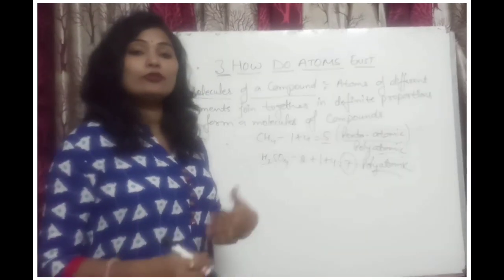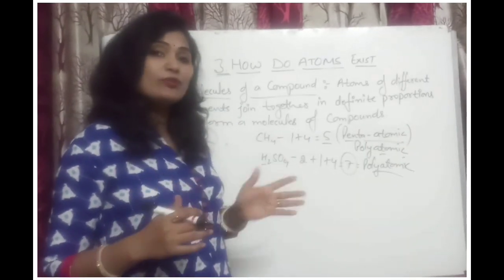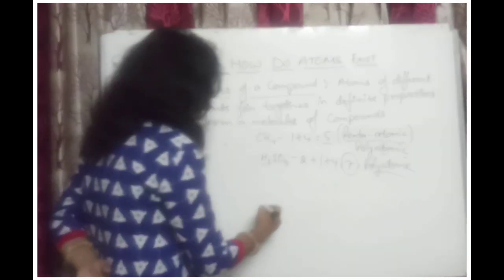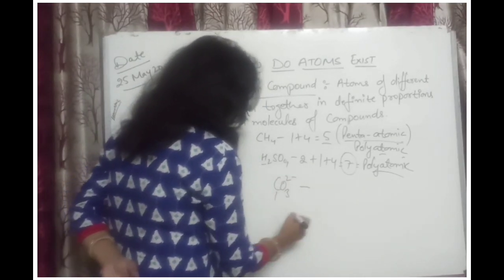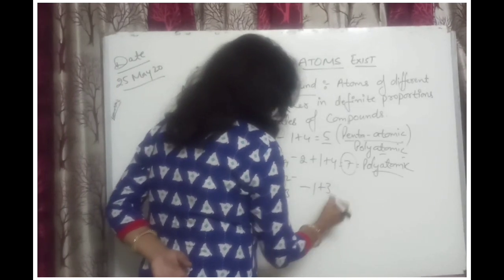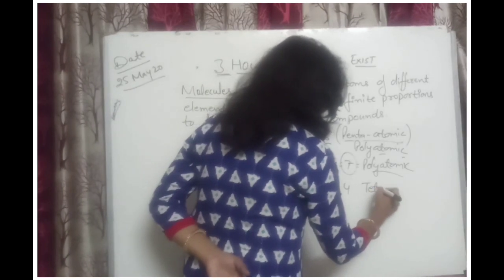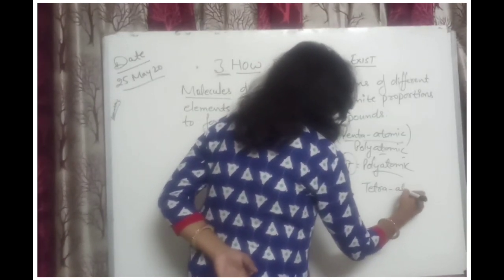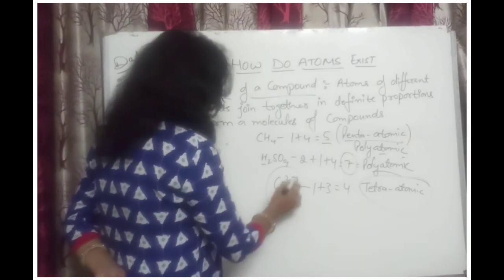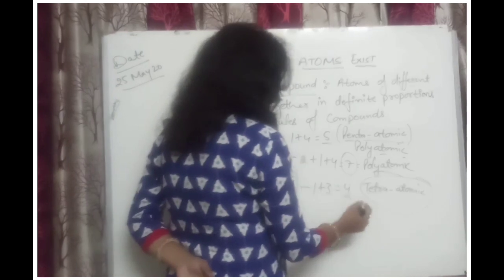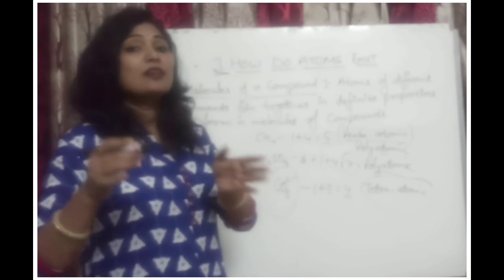So you can find out the atomicity of these compounds, as well as the atomicity of polyatomic ions also. Like if CO3 2 negative is given, here 1 atom of carbon and 3 atoms of oxygen. So it is tetraatomic, and the atomicity of this polyatomic ion is 4. Okay. So like that you can find out the atomicity of these compounds.